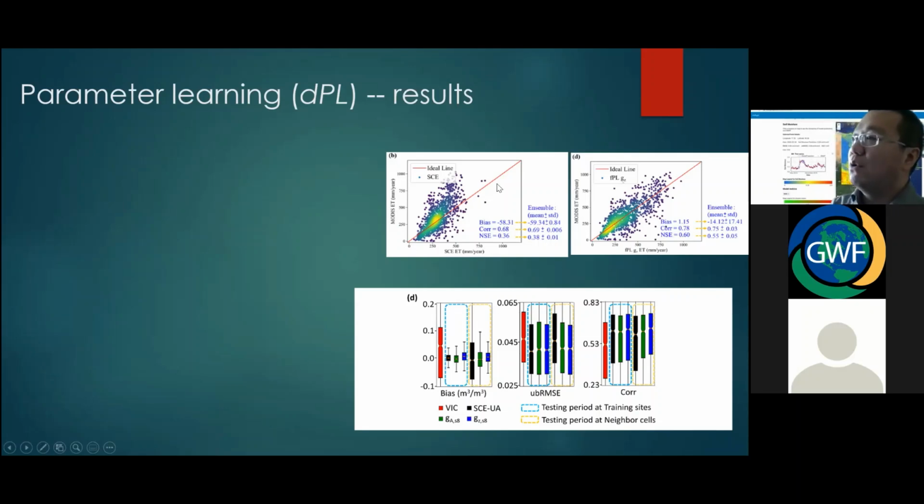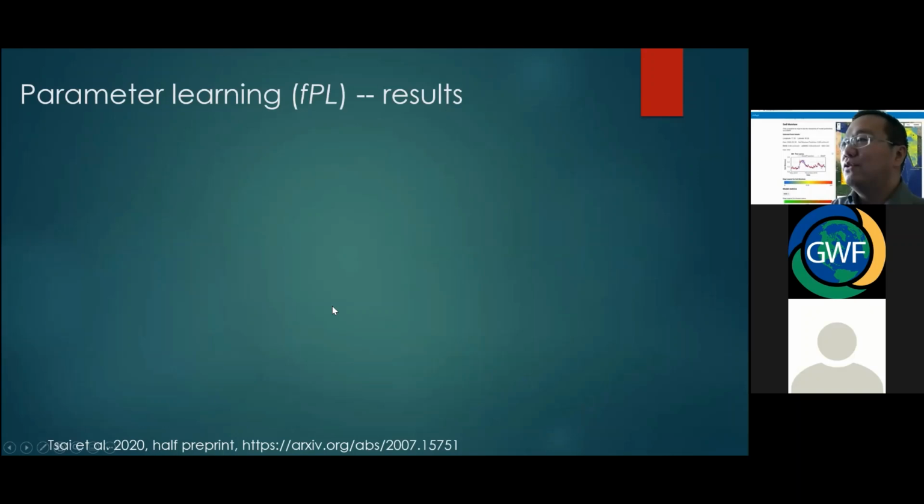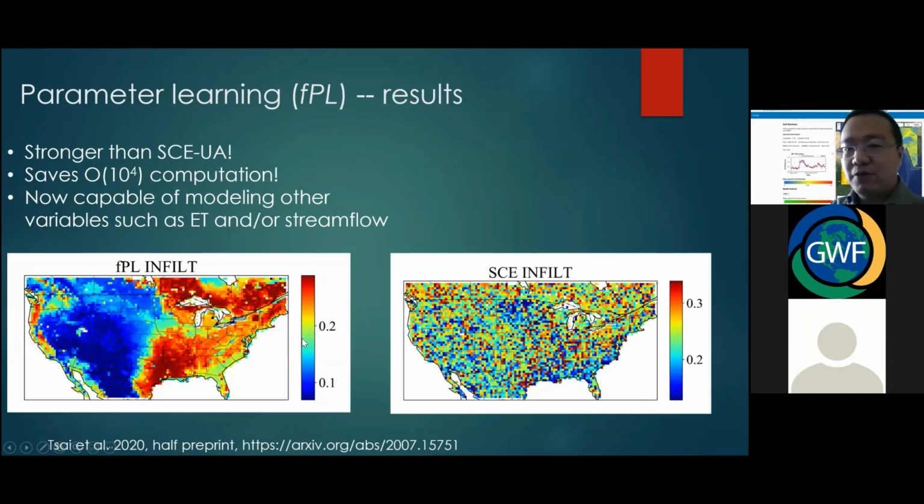And we look at the variable evapotranspiration, which is not included in the training. The training doesn't see this at all. And we see that with SCE-UA, comparing with the MODIS data, you have a calibration NSE of 0.36, correlation 0.78. But the DPL has a correlation of 0.75 and NSE of 0.55. Noticeably, the bias is much smaller. So we can see that this DPL gets good results for the right reason, because everything is now more coherent. And if you see the parameter fields, you start to understand why.